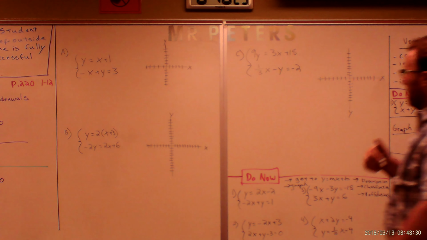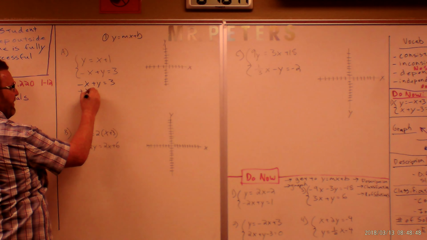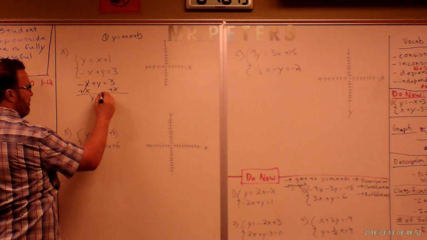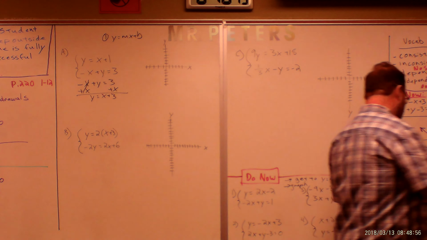This one right here is not, so we need to work on this one and we need to get it to equal y. So we're going to do the opposite of x. We're going to add x to both sides. It's going to cancel out. Y equals x plus 3. Now we have two lines, correct?